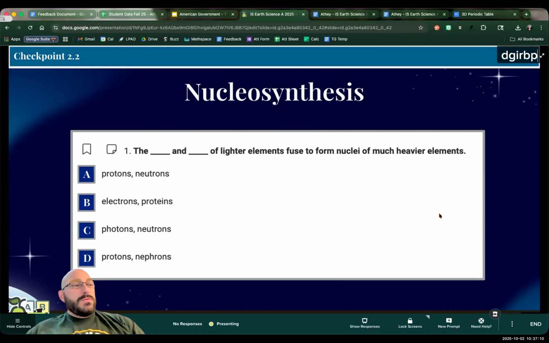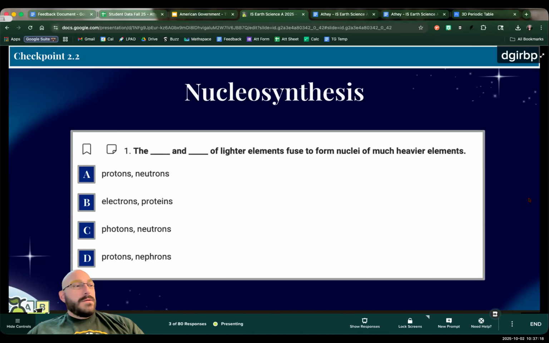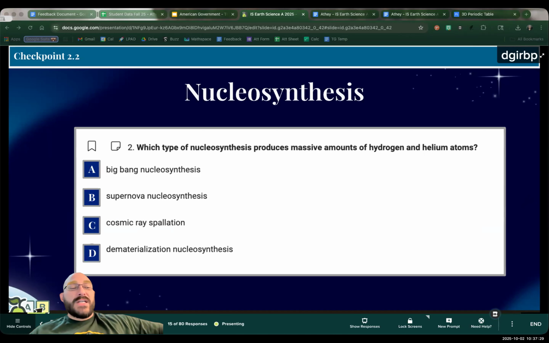Okay, question two. Which type of nucleosynthesis produces massive amounts of hydrogen and helium? Lots and lots of hydrogen and helium, just those two smallest atoms, elements rather. So let's put our answers in the deck. Yes, Big Bang nucleosynthesis.